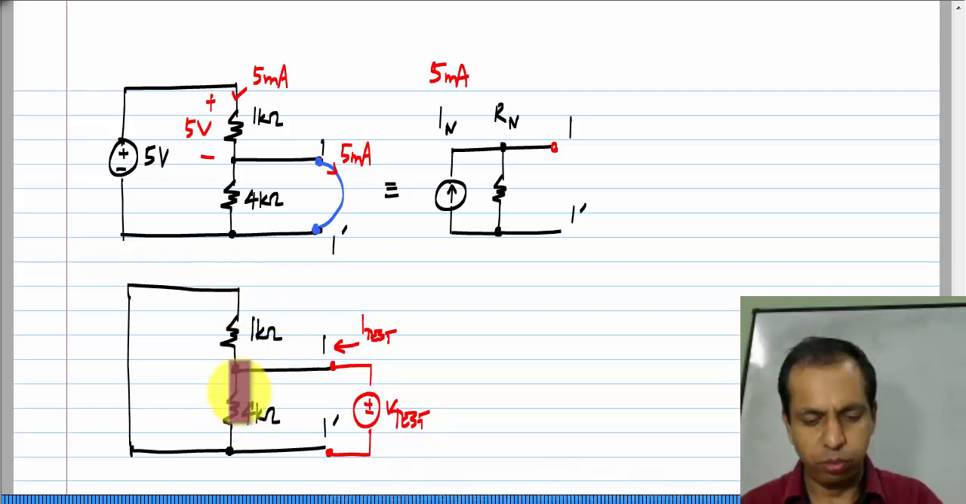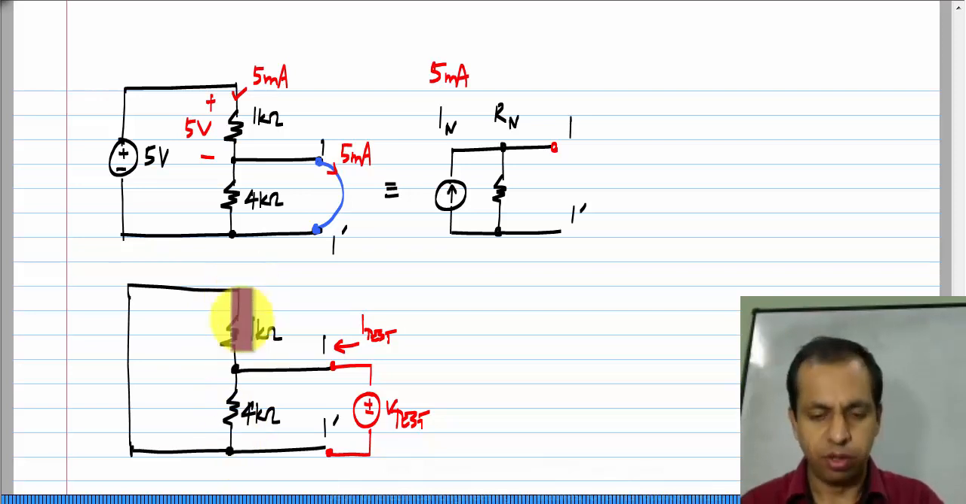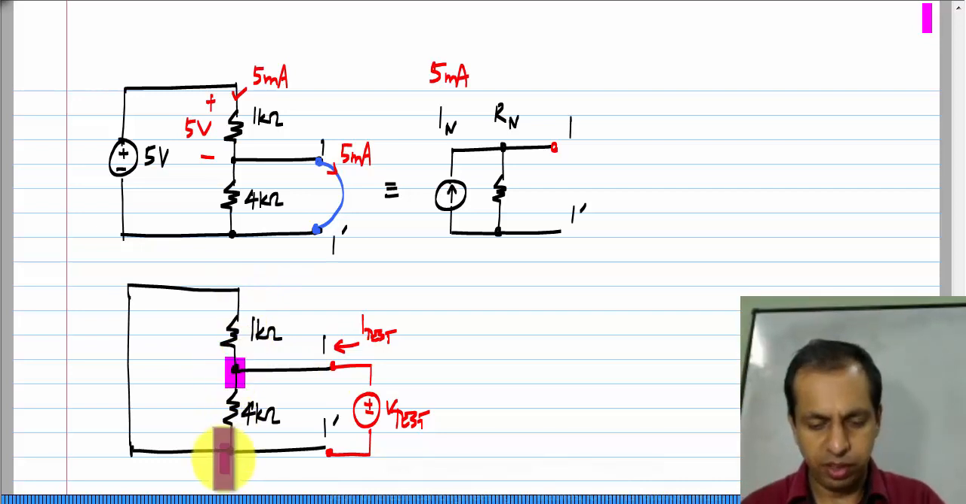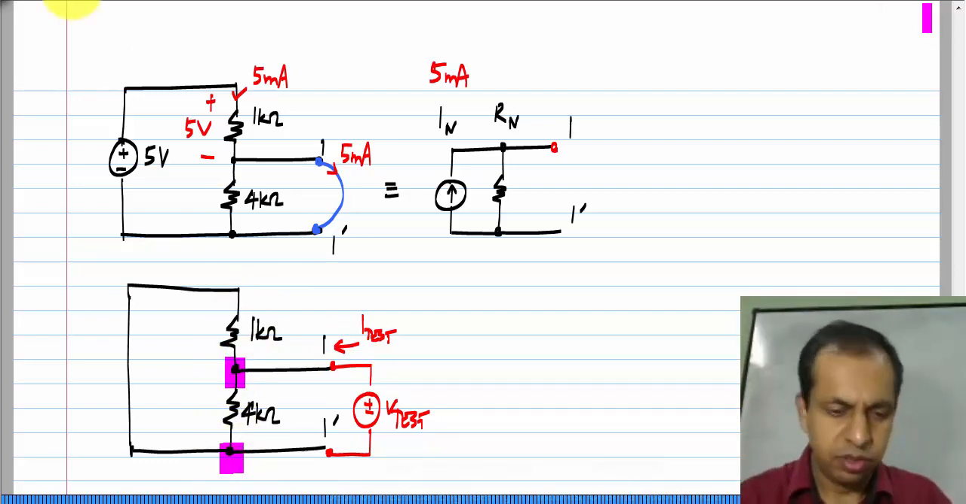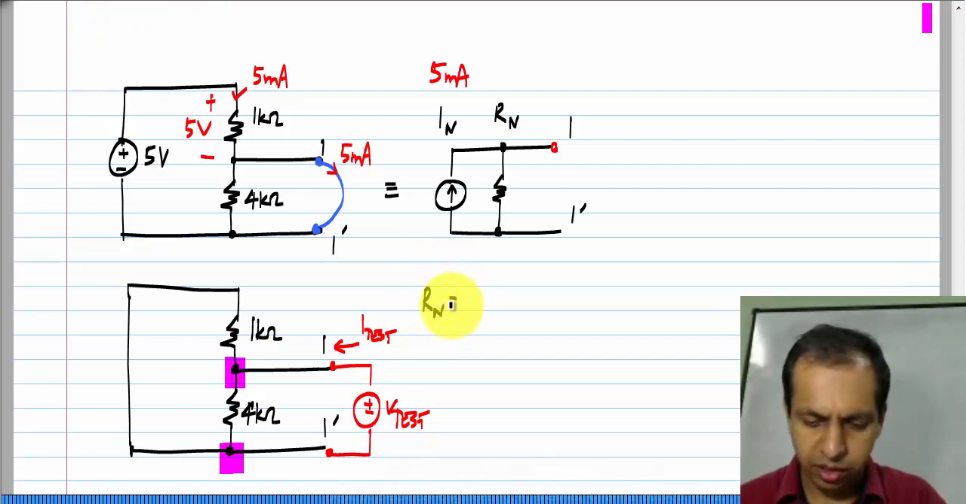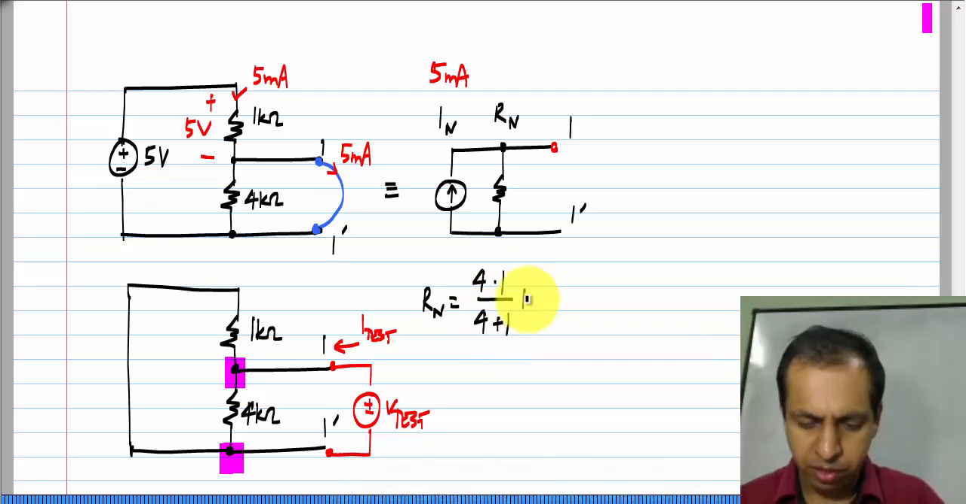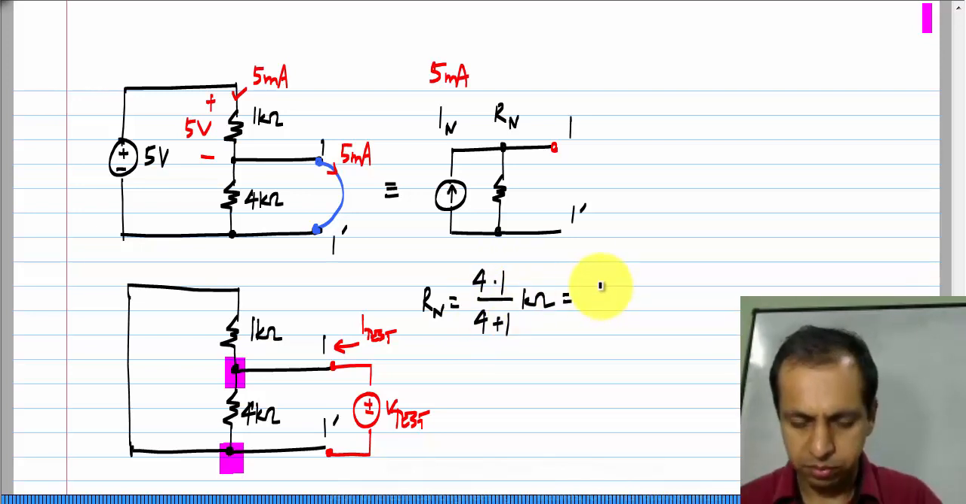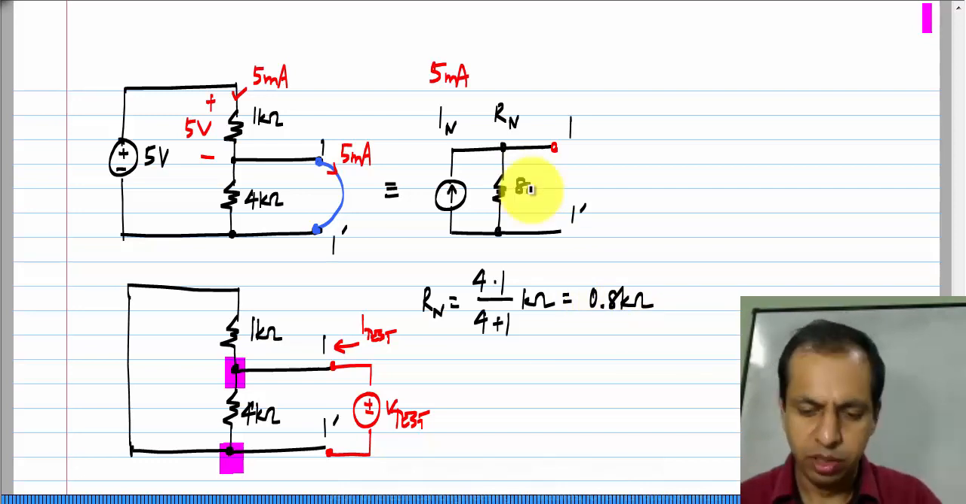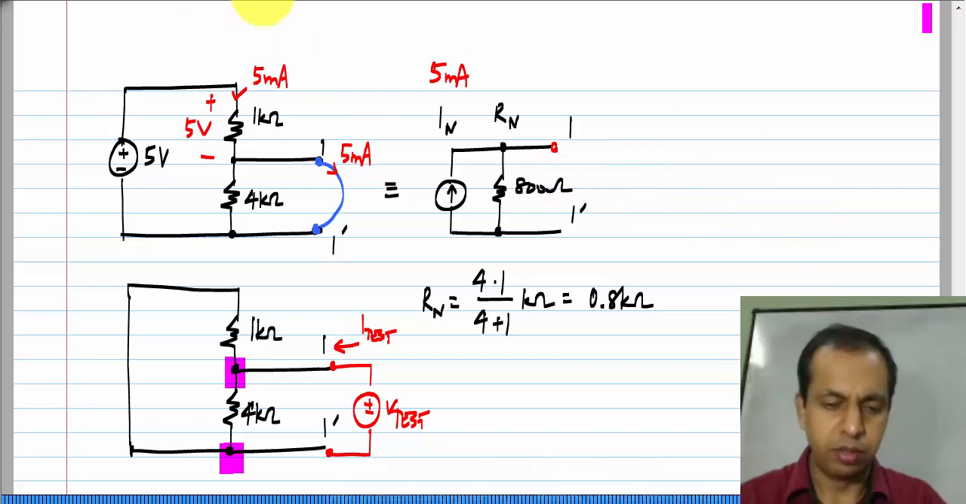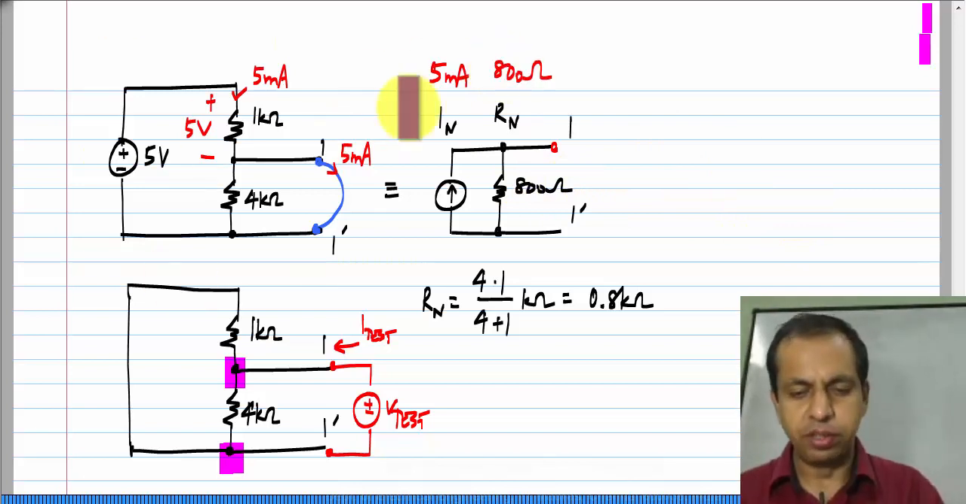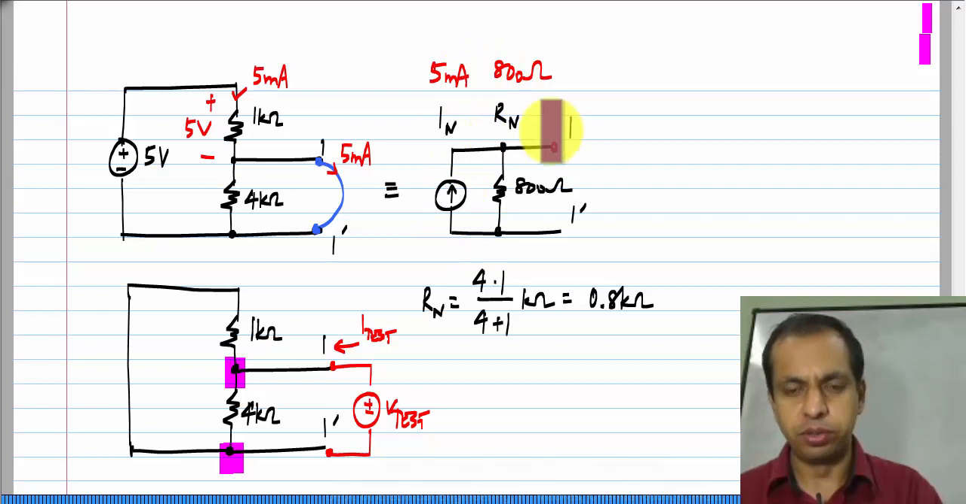In this case, it is very easy. You see that this 1 kilo ohm and 4 kilo ohm are in parallel. It is drawn in a convoluted way, but both the 1 kilo ohm resistor and the 4 kilo ohm resistor are connected between these two terminals. So, the equivalent resistance R n is simply the parallel combination, which is 4 times 1 by 4 plus 1 kilo ohms, which gives you 0.8 kilo ohms or 800 ohms. The Norton equivalent of this circuit consists of a 5 milliamp current source in parallel with an 800 ohm resistor.